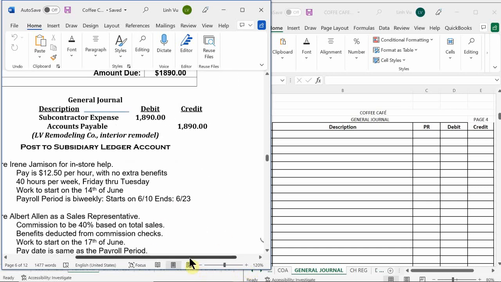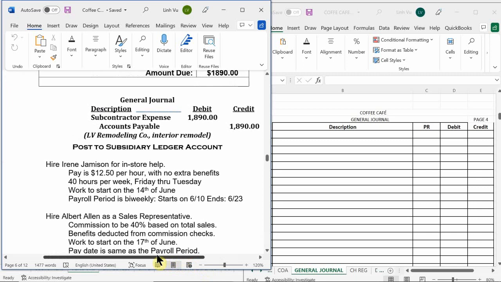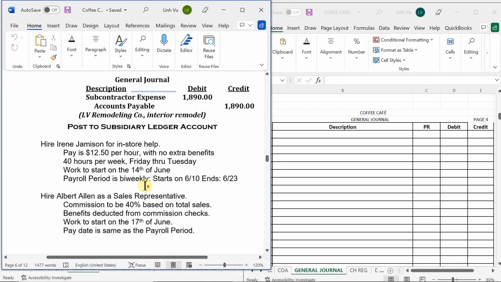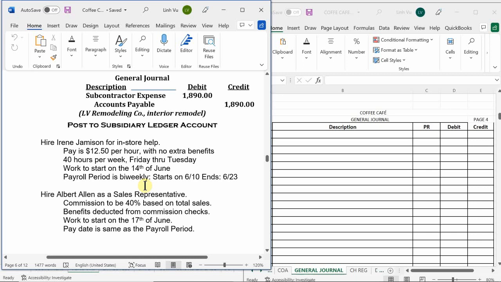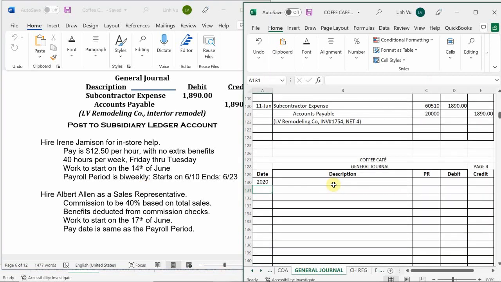How do I record that I hired Irene to help me out at the store? Hire new people. Is there an account called hiring people? Accounts payable. Why? I don't owe her. So how do we pay her? We have an expense account for that. Okay. Subcontract expenses. She's not a subcontractor, she's an employee.